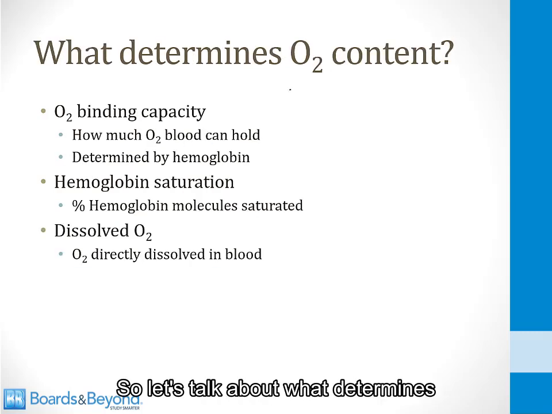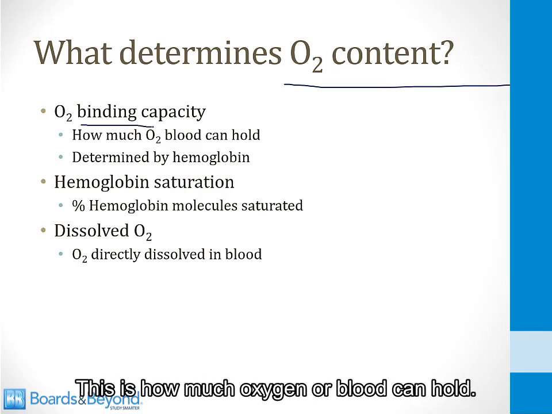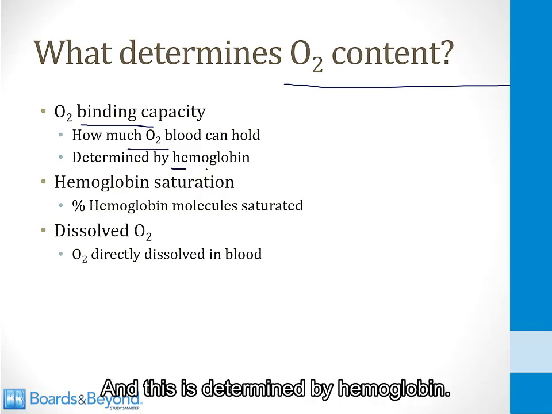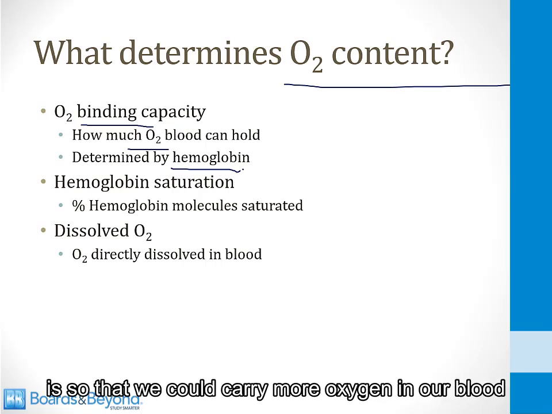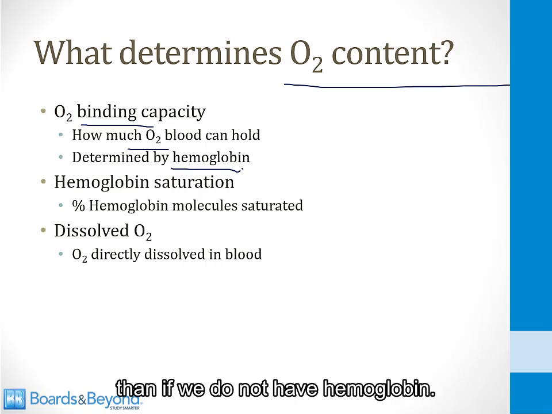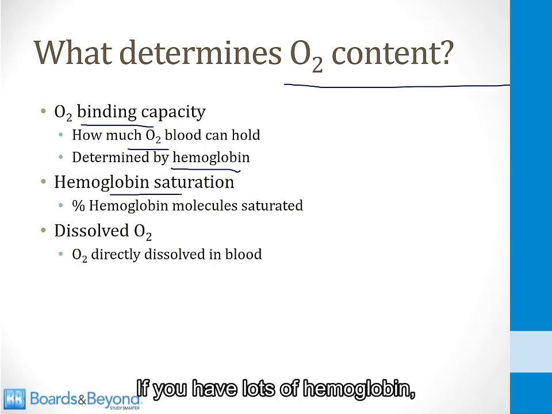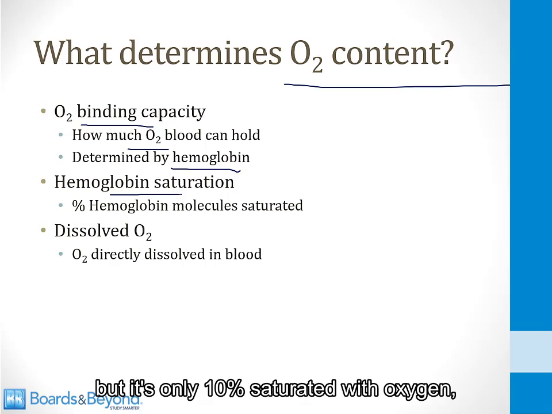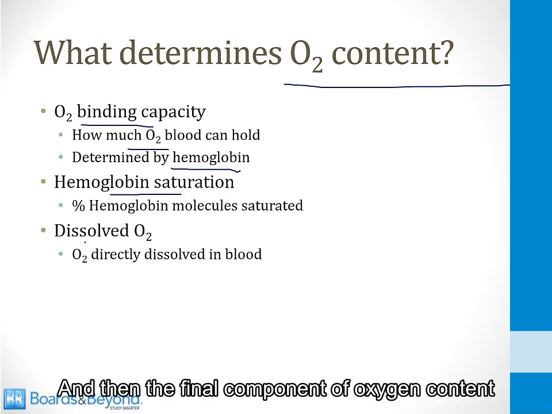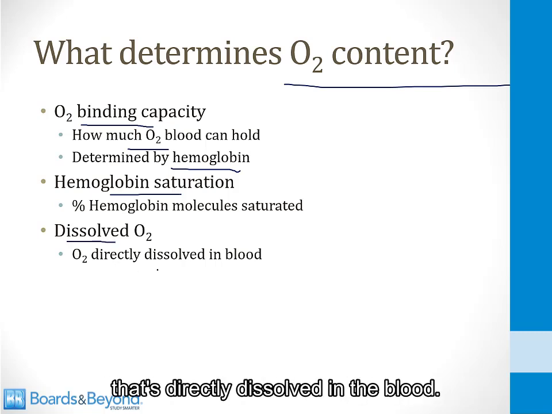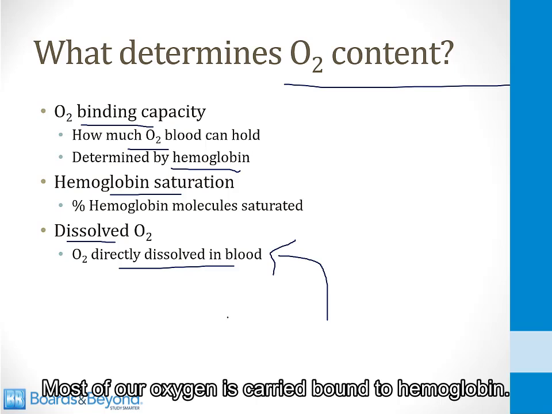So let's talk about what determines the oxygen content of blood. The first thing is the oxygen binding capacity. This is how much oxygen our blood can hold, and this is determined by hemoglobin. The reason our bodies evolved to have hemoglobin is so that we could carry more oxygen in our blood than if we did not have hemoglobin. The second thing that determines the oxygen content is how much your hemoglobin is saturated. If you have lots of hemoglobin, but it's only 10% saturated with oxygen, obviously you're going to carry less oxygen in your blood than if you were 100% saturated. And then the final component of oxygen content is dissolved oxygen that's directly dissolved in the blood. This is a very small amount of oxygen. Most of our oxygen is carried bound to hemoglobin.